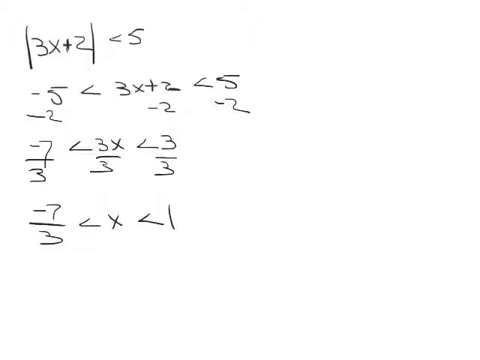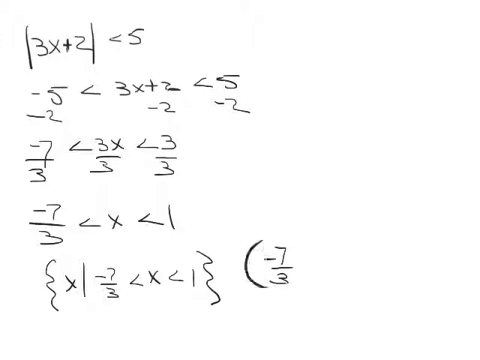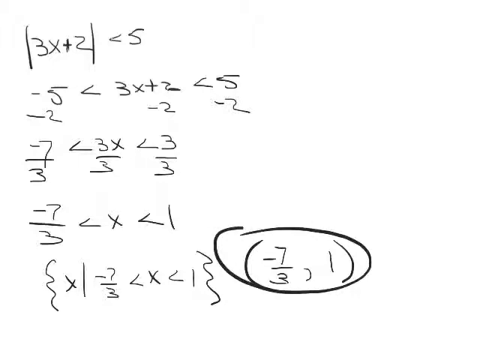So my solution set then, again, in set builder notation, is x such that -7/3 is less than x, which is less than 1. Notice I'm just rewriting the inequality, -7/3 not including, and 1 not including. And then you can draw the graph, just showing that the information we're interested in is somewhere between -7/3 and 1.